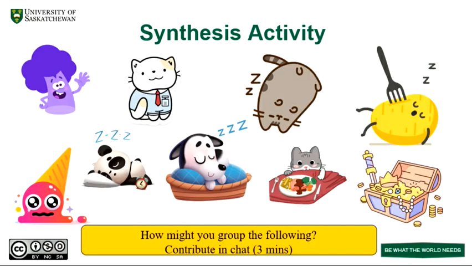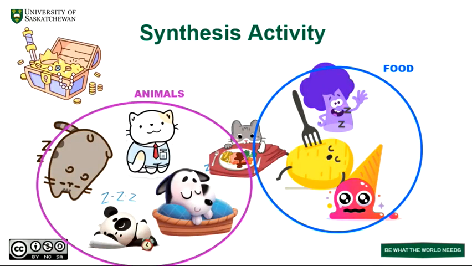All right, so how was that? How many options did you come up with? I'll share some of my means of organizing. So I first thought, well, the easiest thing might be to distinguish between animals and food.